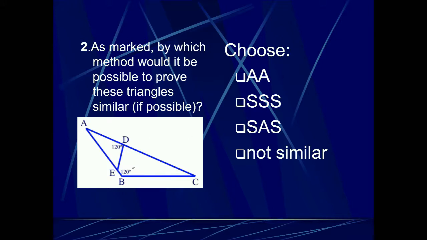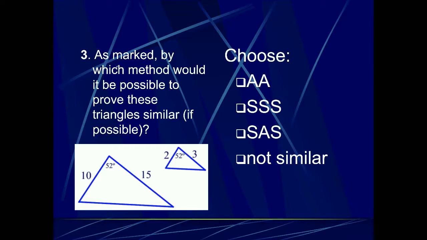So do we have enough information? We have one angle congruent to one angle. Actually, what we need to notice here is that angle A is part of both triangles. So that angle is congruent to itself. So if we look at triangle ADE compared to triangle ABC, those two are going to be similar by angle-angle.